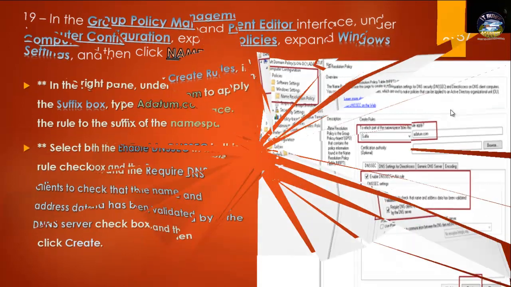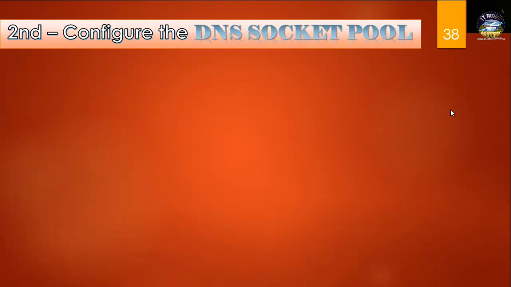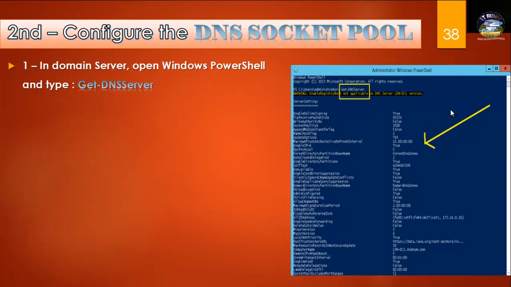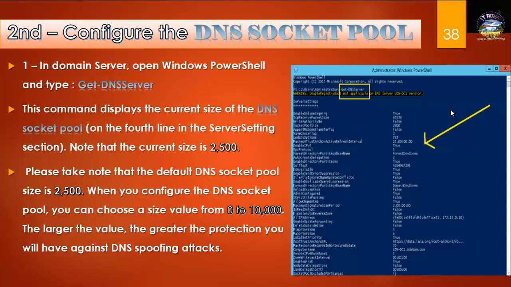So, DNS socket pool. On the domain server, open Windows PowerShell and type get DNS server. This command displays the current size of the DNS socket pool on the fourth line in the server settings section. Note that the current size is 2500. Please take note that the default DNS socket pool size is 2500. When you configure the DNS socket pool, you can choose a size value from 0 to 10,000. Above that is invalid. Take note.